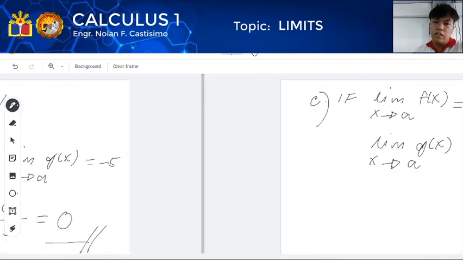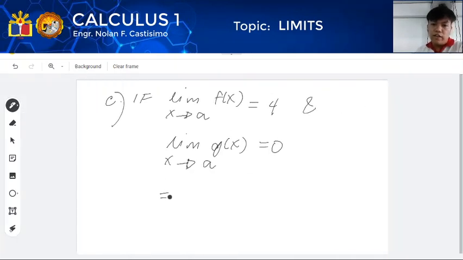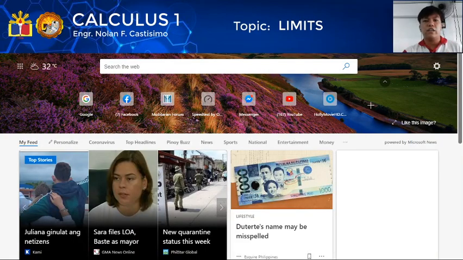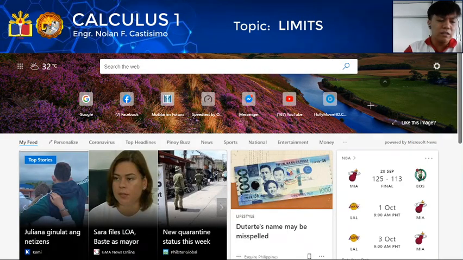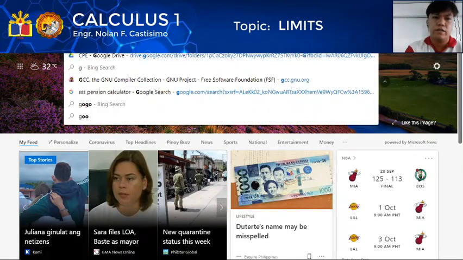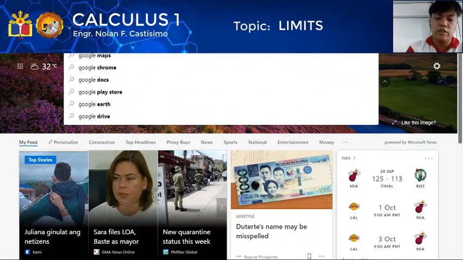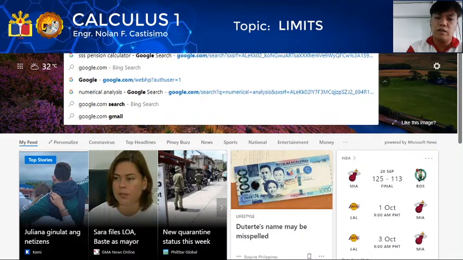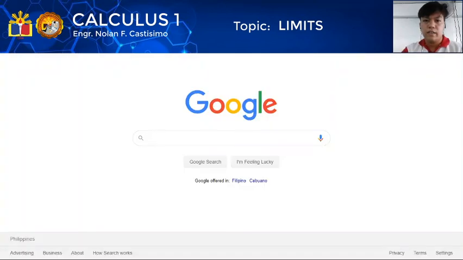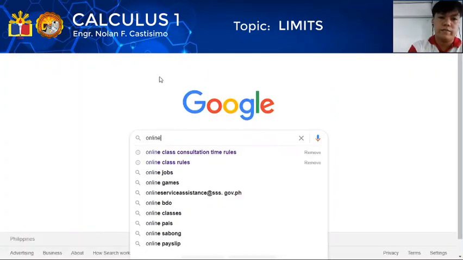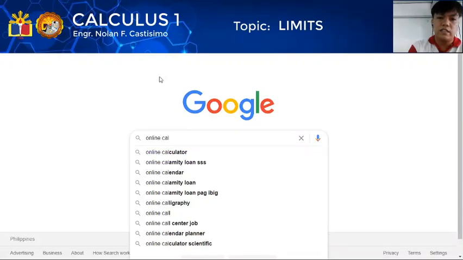So, ibig sabihin, equivalent lang yan sa 4 divided by 0. So, ika-calculator natin. Hanap tayo ng online calculator. Bakit ba hindi pwede yan? Okay, so nakikita nyo ngayon, nag-input ako sa browser natin. Kasi, maghanap tayo ng online calculator. Palalabasin natin yung sagot na yan.